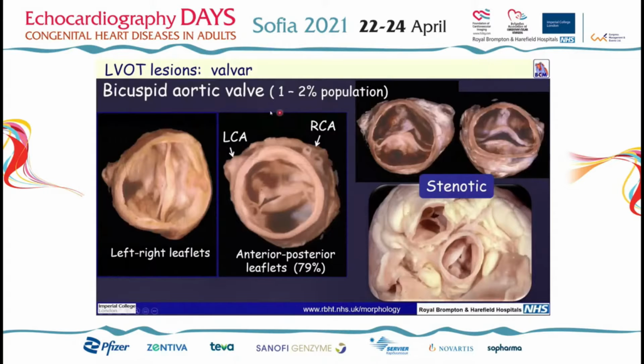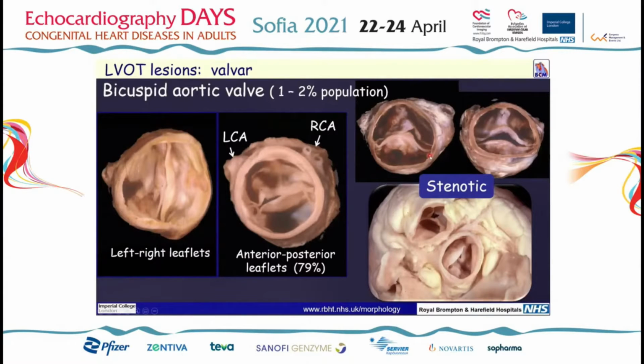It's not that uncommon, occurring in 1 to 2% of the population. There are basically two arrangements of the valvular leaflets, one to the other. The anterior-posterior arrangement is much more common. So the 2 coronary arteries arise from a more anteriorly situated sinus. It's usually a kind of ridge or raphe in the anterior leaflet.